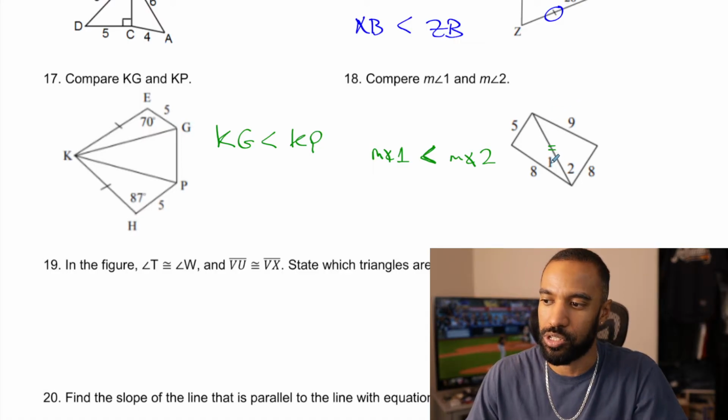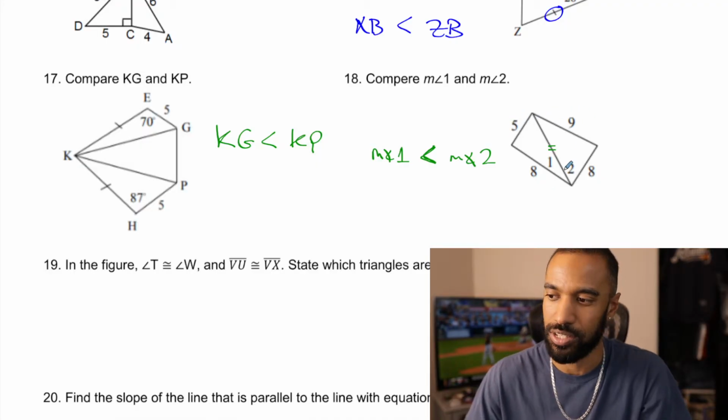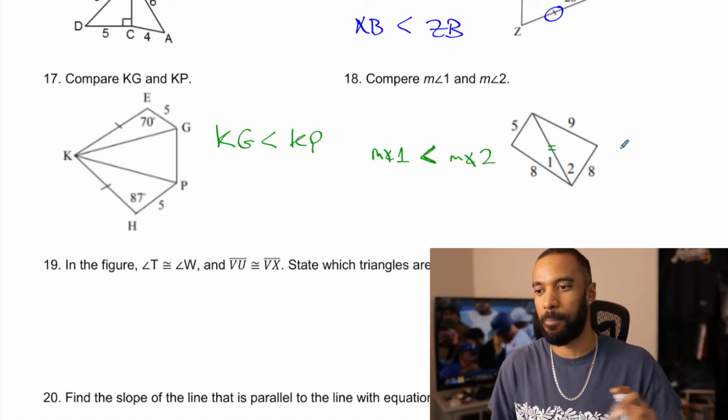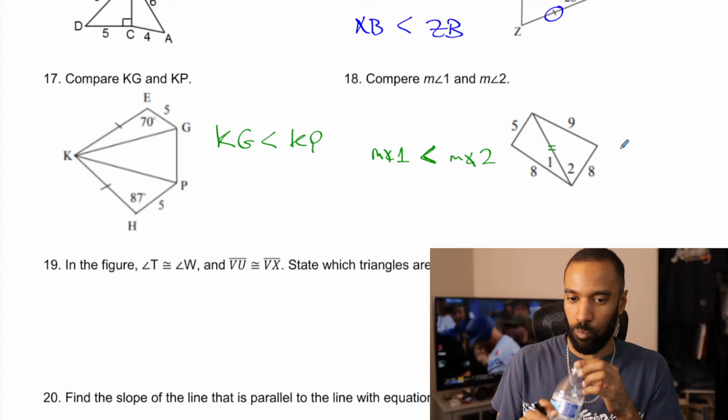Now, this is a little misleading. 1 and 2 are not degree measures right here, but these are actual lengths. This is 5 units in length, 9 units in length. These are just labels for their angles, and these are actual measures themselves. So that's a little weird. Sorry. Okay, that's those ones.